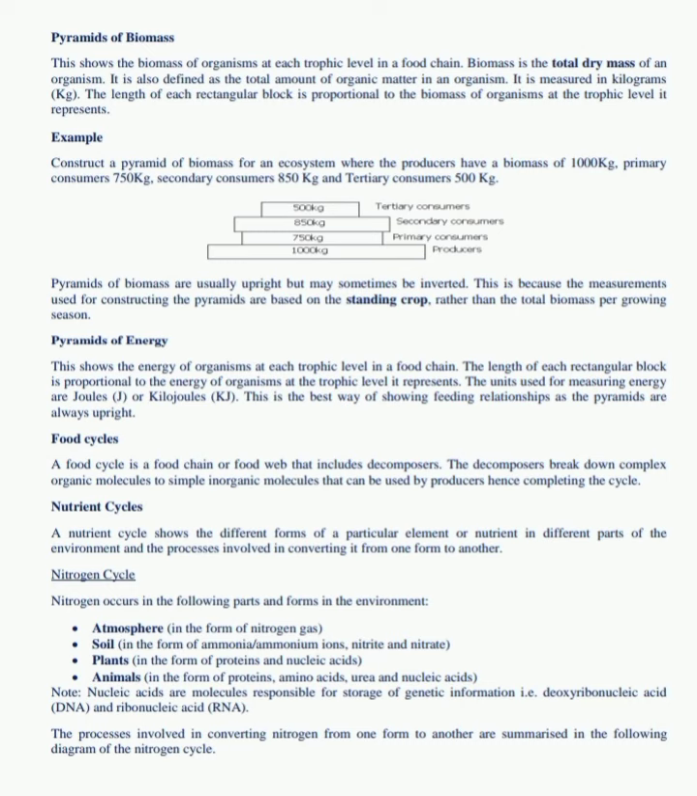So 10% of the energy from the producers is going to be passed on to the primary consumers, and 10% of the energy that the primary consumers received they are going to pass on to secondary consumers. 10% of the energy that the secondary consumers received is going to be passed to the tertiary consumers. Okay, so what you need to take note of is that energy is being lost on the way as it moves from primary consumers to secondary consumers. It gets lost along the way.